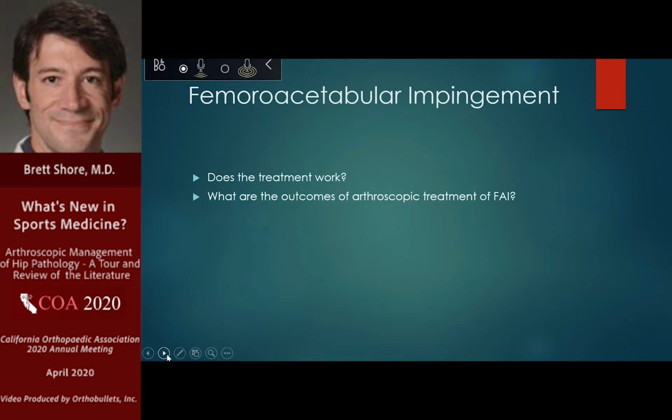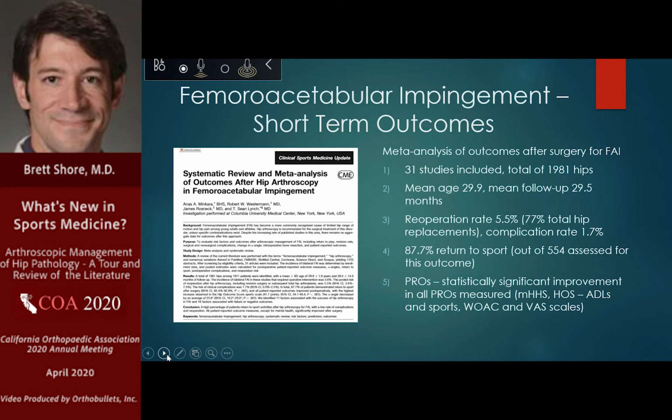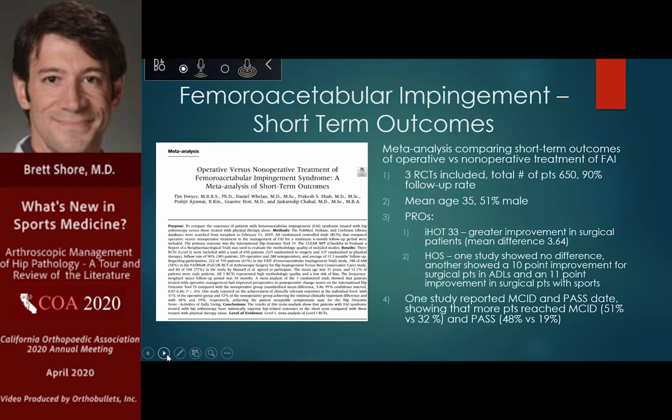The more important question is not just what do we do, but does it work? Because the field of hip arthroscopy has expanded so dramatically, there have been a lot more studies recently about outcomes in hip arthroscopy. There have been a couple recent systematic reviews. This systematic review covered almost 2,000 patients with a mean age of 30 years old. And they found a low reoperation rate of 5.5% and a very low complication rate with an 88% return to sport and significant improvements in all patient-reported outcomes.